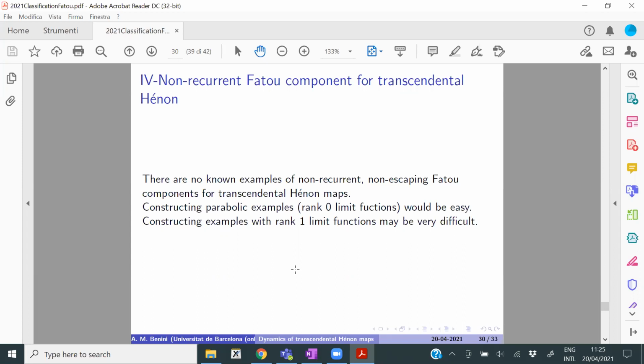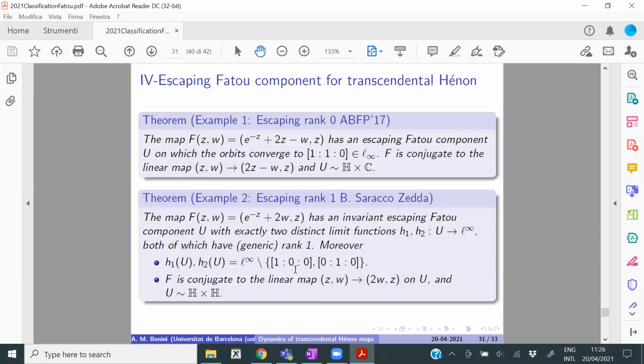So just to point out that this non-recurrent Fatou components in which you converge to the boundary, to a limit manifold of dimension 1, really you converge to a complex curve, is not trivial to construct. However, if you're willing to look at escaping Fatou components, you can do it in a much easier way. So let us look at escaping Fatou components for these transcendental Henon maps from a more general perspective.